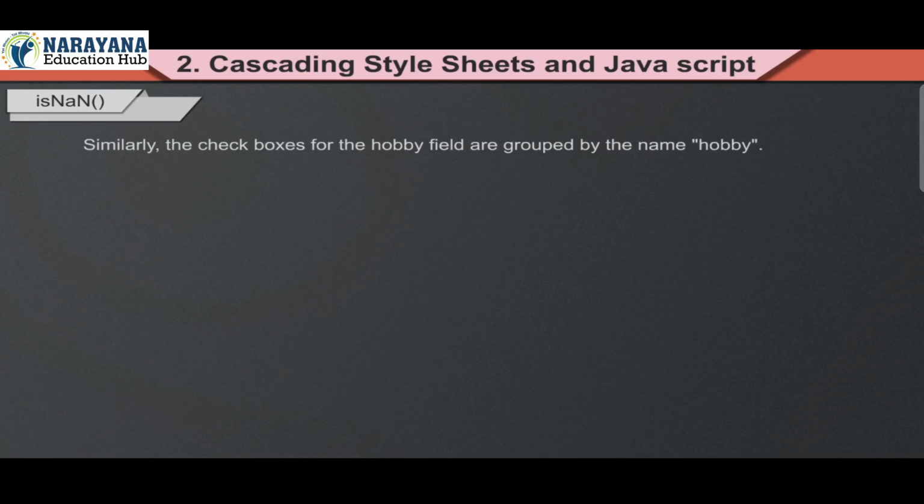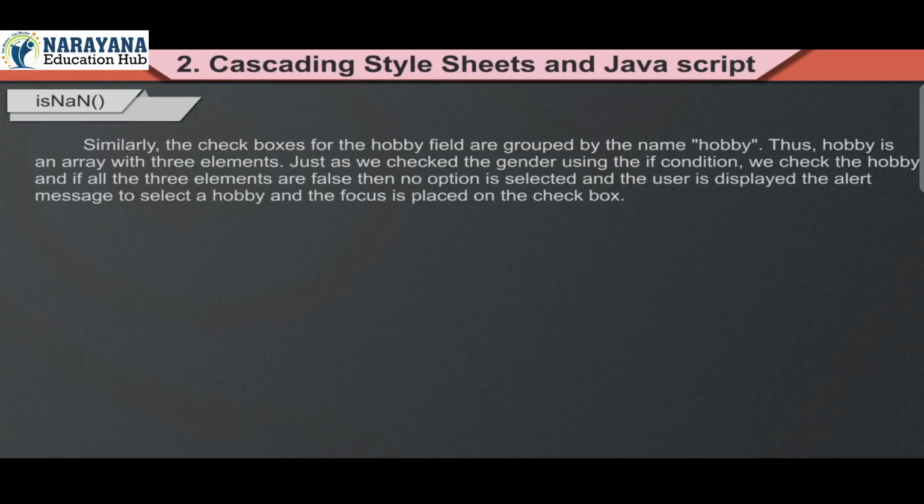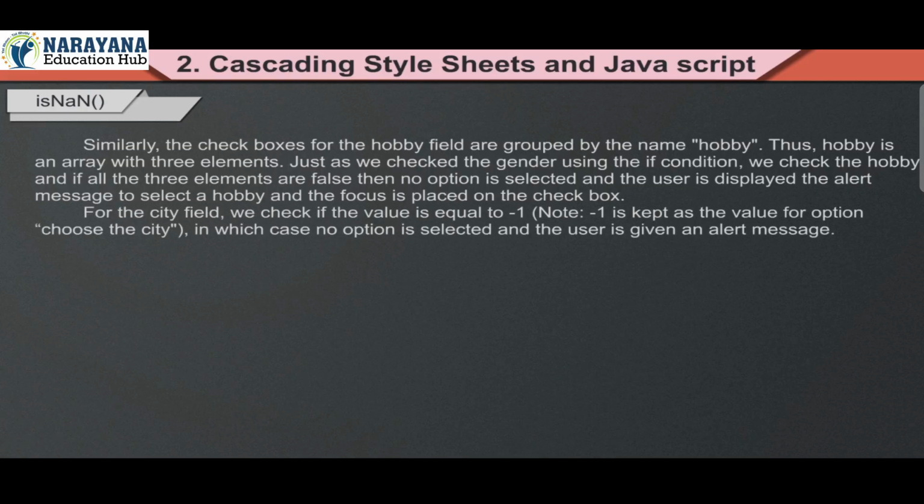Similarly, the checkboxes for the hobby field are grouped by the name hobby. Thus, hobby is an array with 3 elements. Just as we checked the gender using the if condition, we check the hobby, and if all the 3 elements are false, then no option is selected, and the user is displayed the alert message to select a hobby, and the focus is placed on the checkbox.